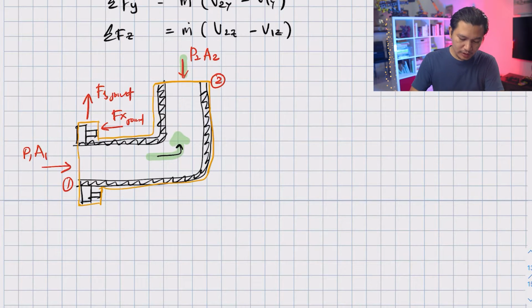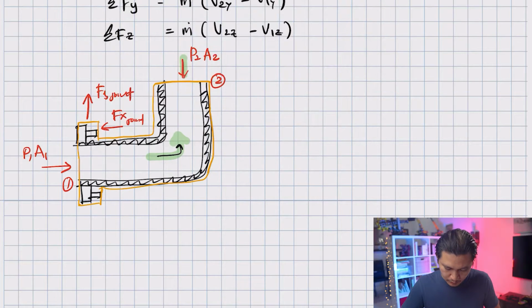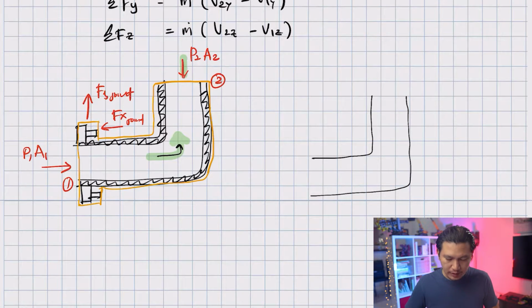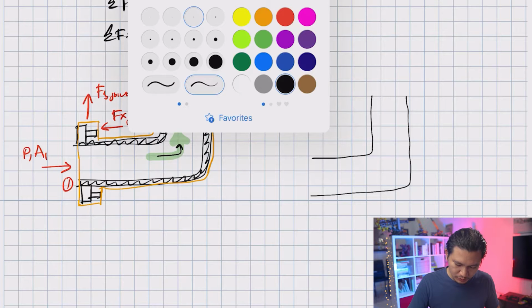What happens if we just include the flow inside the control volume? Let me draw this side by side so we can do the direct comparison. Remember that this is fluid only. We are not including the pipe itself in the control volume. So this would be my control volume.